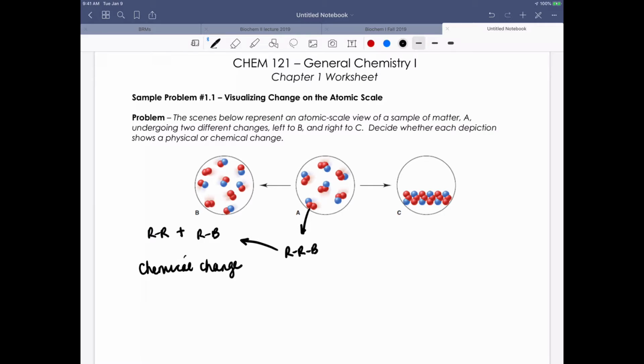One of the things that we also can note is that because these molecules are sufficiently separated from one another, all of these represent molecules that are in the gas phase.